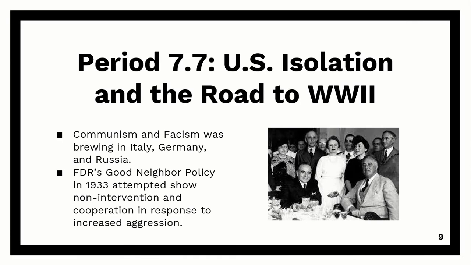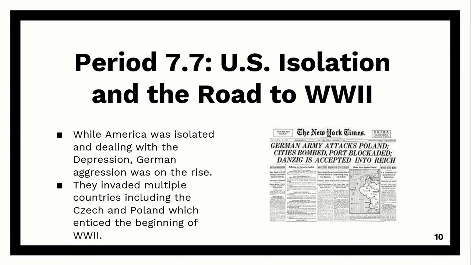Communism and fascism were brewing in Italy, Germany, and Russia. Because of this, FDR created the Good Neighbor Policy in 1933, which attempted to show non-intervention and cooperation in response to increased aggression in those areas. However, while America was dealing with the Great Depression in isolation, German aggression was on the rise. They invaded multiple countries, including Czechoslovakia and Poland, which enticed the beginning of World War II.